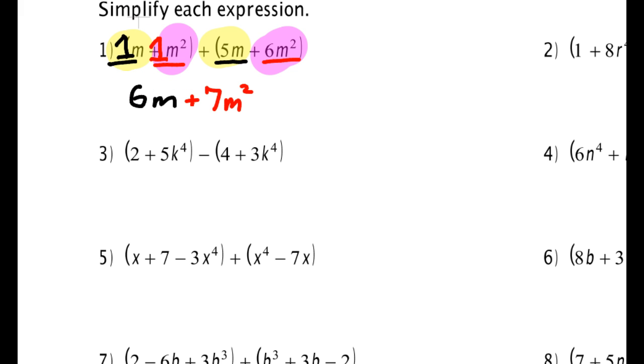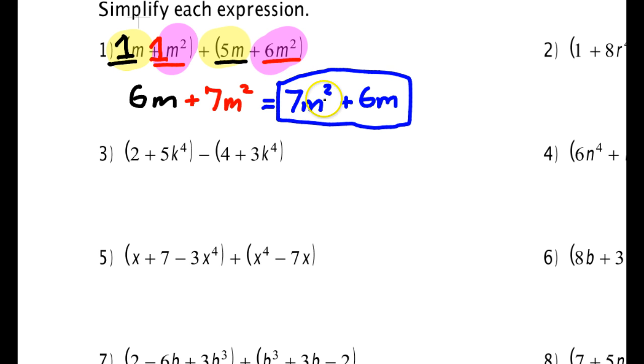In general, though, you want your answer in descending order. So highest exponent first. So just flip those around, make it 7m squared plus 6m. So as you're doing this, start with the highest exponent, write it down, and then the next highest exponent, write it down, and then your answer will automatically be in this order, descending order. Descending means to count down, and counting down the exponent value.